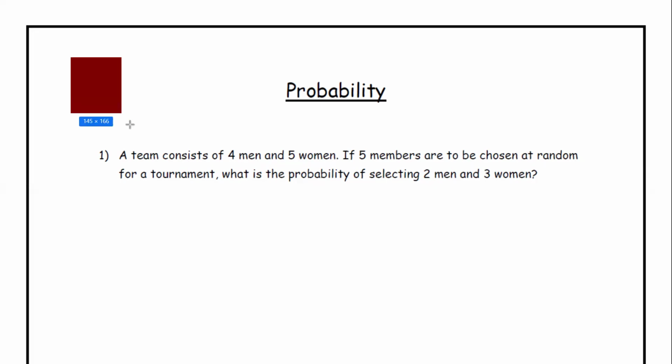So here's the first one. The probability of any event is always between 0 and 1, including 0 and including 1. In other words, it's going to be 0% up to 100%, including both 0 and 100%. That's the first important point.